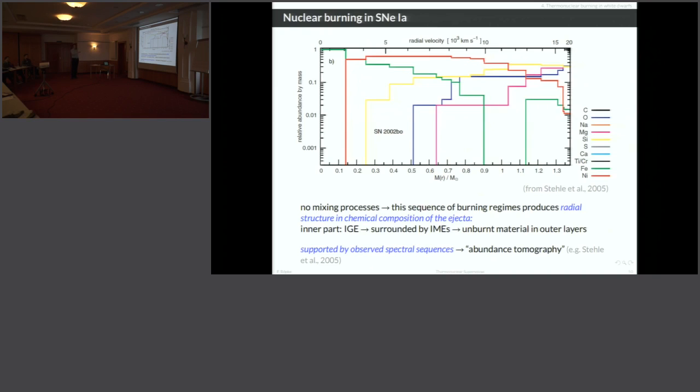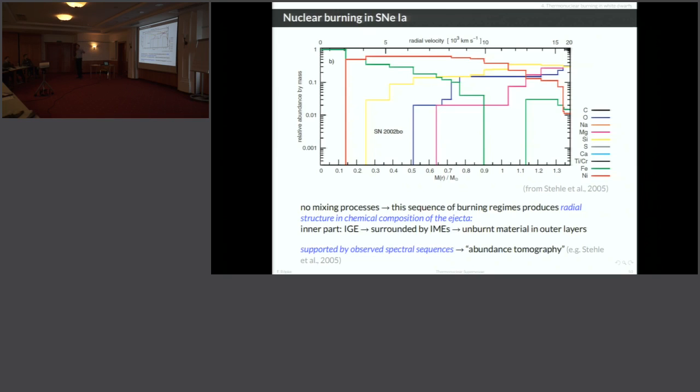You can deduce from observations the chemical structure of the ejecta. The reason why this is possible is that in the supernova explosion, the ejecta, of course, slowly expands. And in the first days, the spectrum you see originates only from the outer layers because the inner parts are still optically thick. And as the ejecta expands, you look in deeper and deeper.